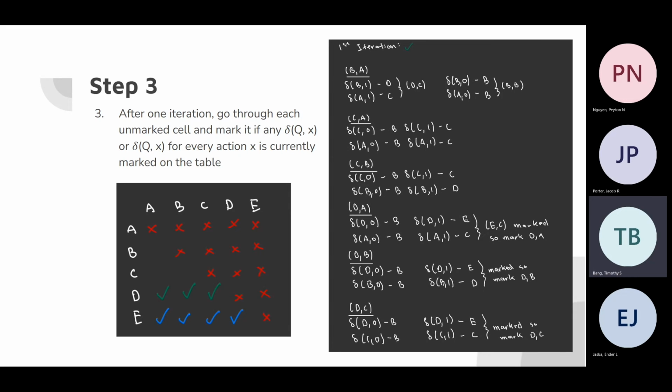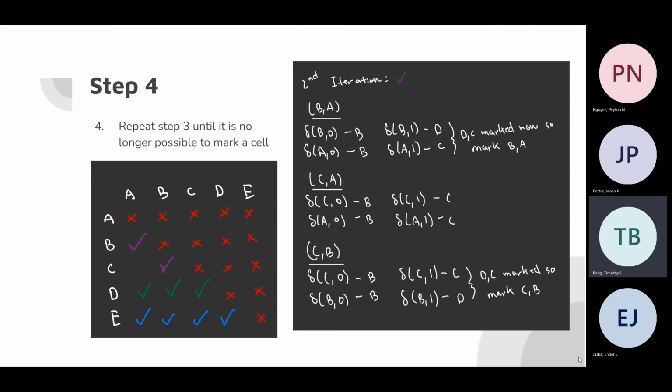For example, let's take the unmarked cell DB. For D, if we are given an input 0, then it leads to B. If we give B an input 0, then it also leads to B. However, we ignore the cell BB in our table. Now we do the same for the input 1. For D, it leads to E, and for B, given a 1, it leads to D. Now we look at the cell ED, and we see that it was previously marked. Therefore, we mark the cell DB, and we do this for all pairs.